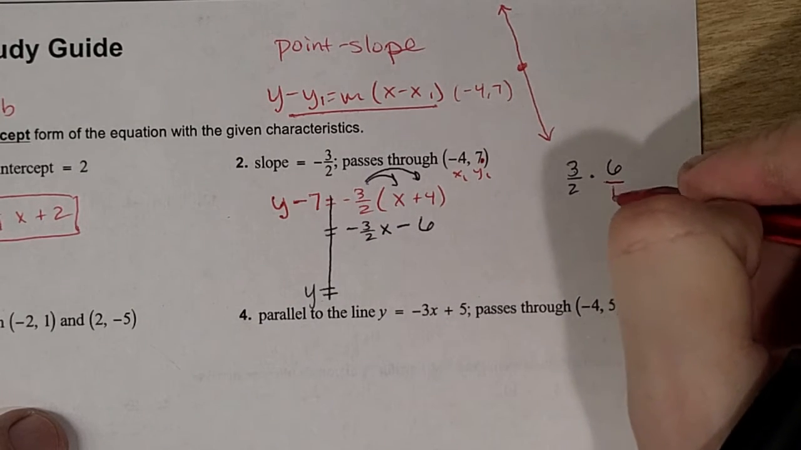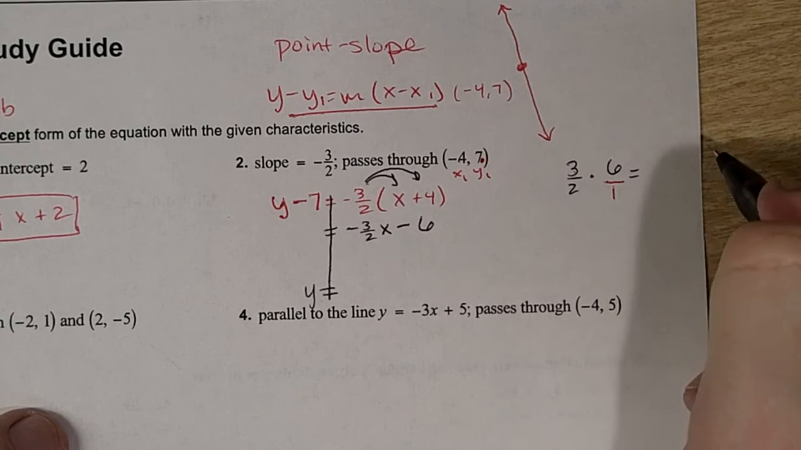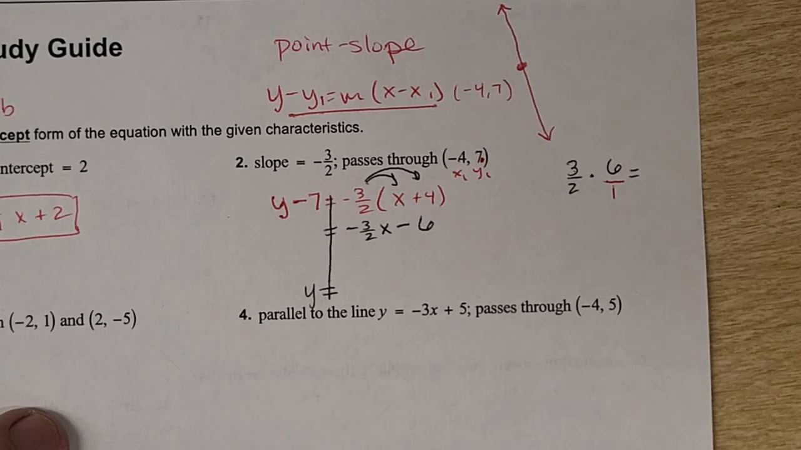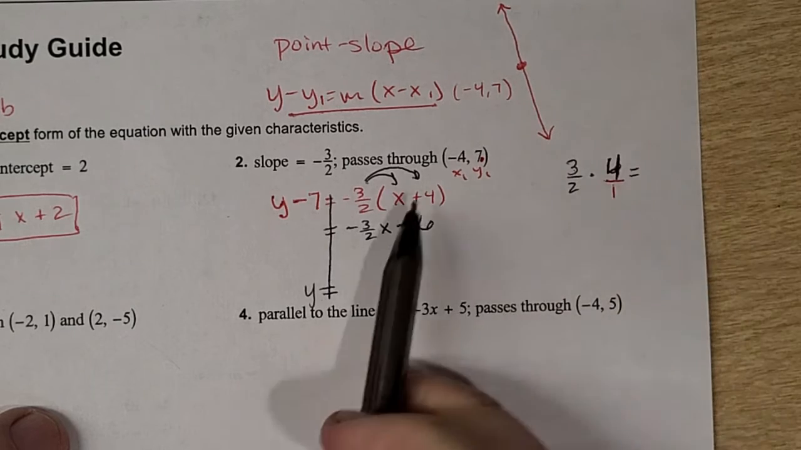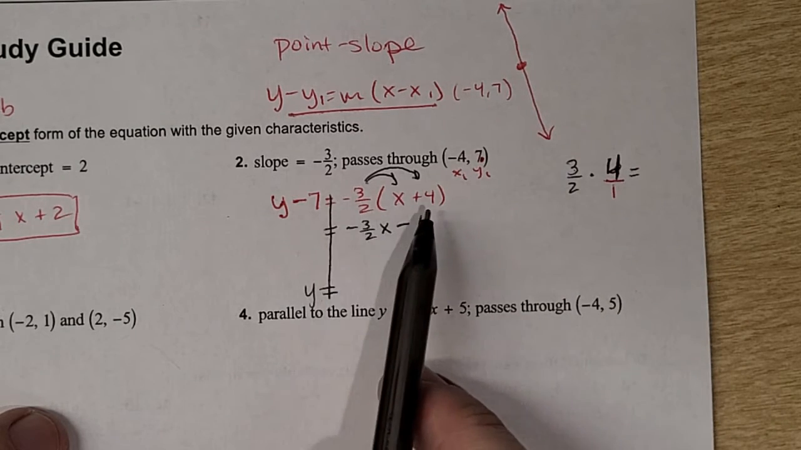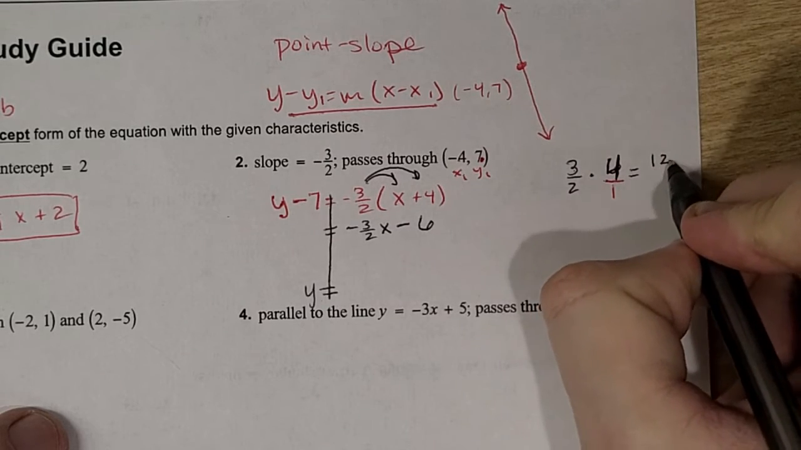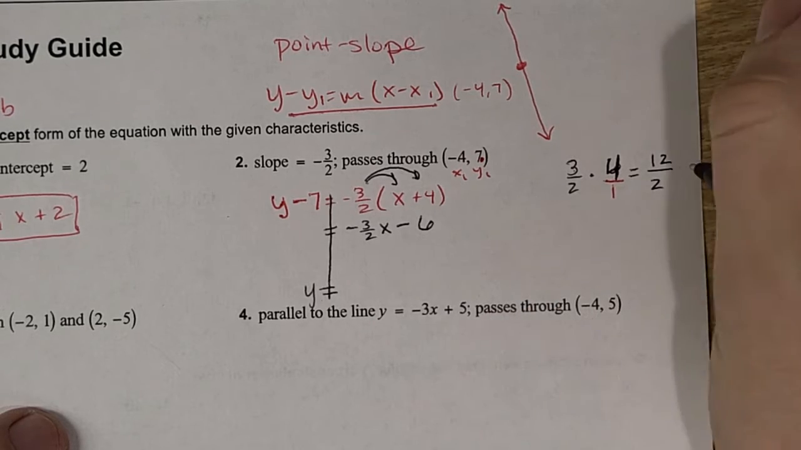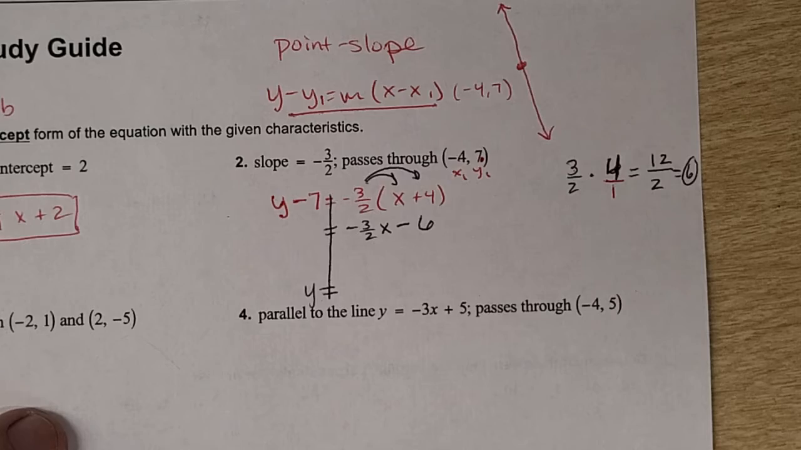Do this. 3/2 times 6, aka 3/2 times 6/1. If I multiply straight across, well, I'm glad I did this because, oh no, I just wrote it down wrong. 3/2 times 4. Sorry about that. Because I'm multiplying 3/2 times 4. I was getting ahead of myself. Okay? 3 times 4 is 12. If I multiply straight across, 2 times 1 is 2. And then 12 divided by 2 is 6. So that's where that 6 comes from.